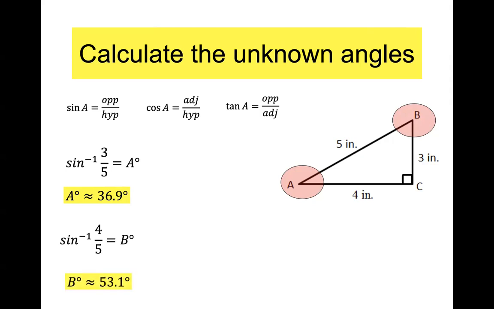Now, if you're really on the ball, maybe you gave this some thought: why in the world would we need trig to find angle B if we knew angle A was 36.9? If we knew angle A was 36.9, we could have subtracted that from 90, because remember, A and B must be complementary in a right triangle, and you would have gotten 53.9.